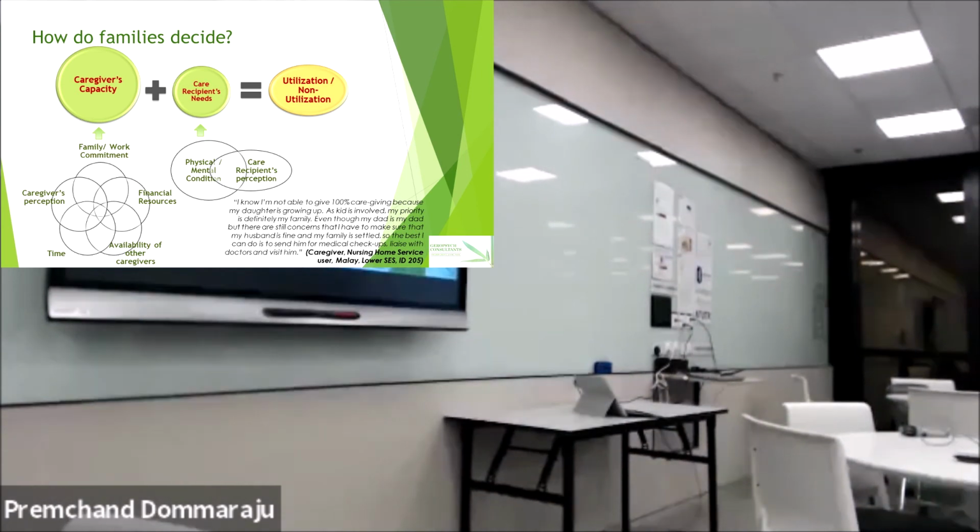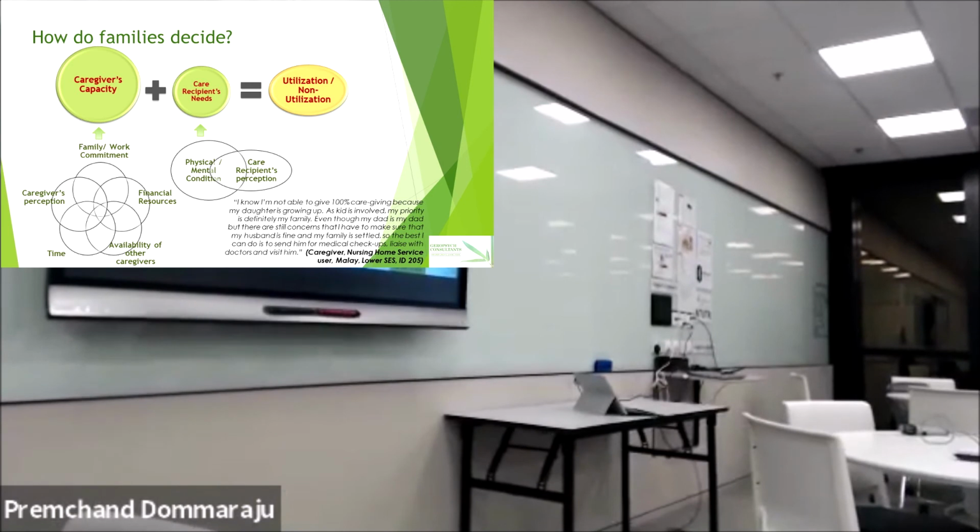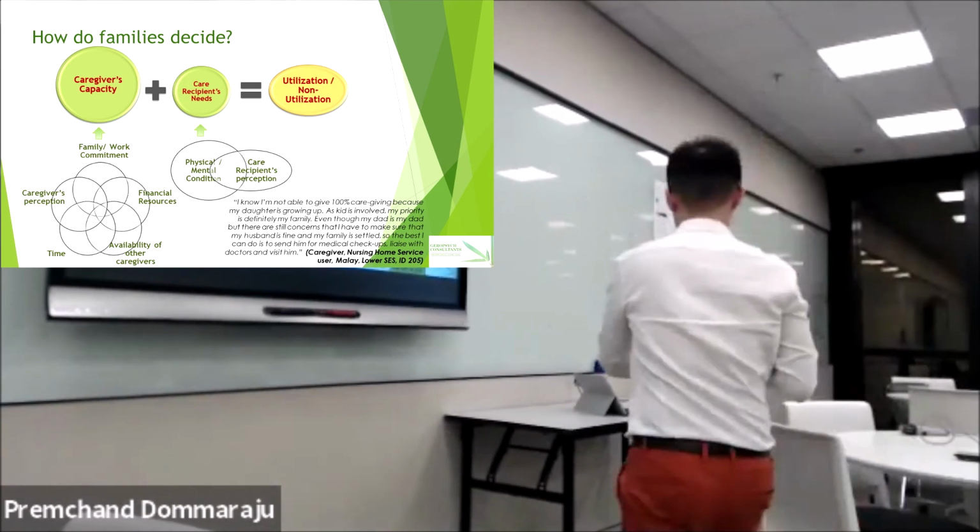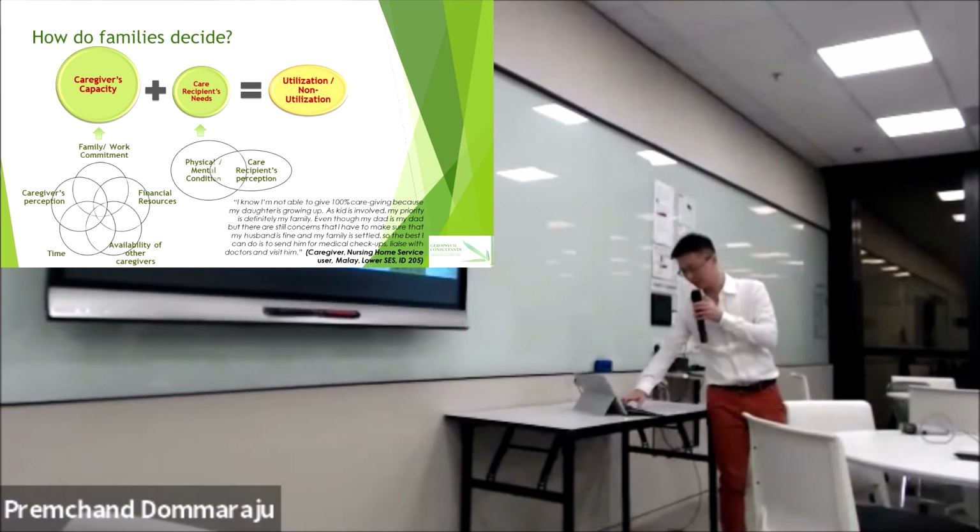So the quote there, I will just read it. "I know I'm not able to give 100% caregiving because my daughter is growing up. As a kid is involved, my priority is definitely my family, even though my dad is my dad, but there are still concerns that I have to make sure that my husband is fine, my family is settled. So the best I can do is to send him for medical checkups, liaise with doctors, and visiting." This is from a caregiver of a nursing home service user, Malay, of a lower SES. Just one. There are several such quotes, no time to show everything, just illustrations of this idea regarding families' decision making.